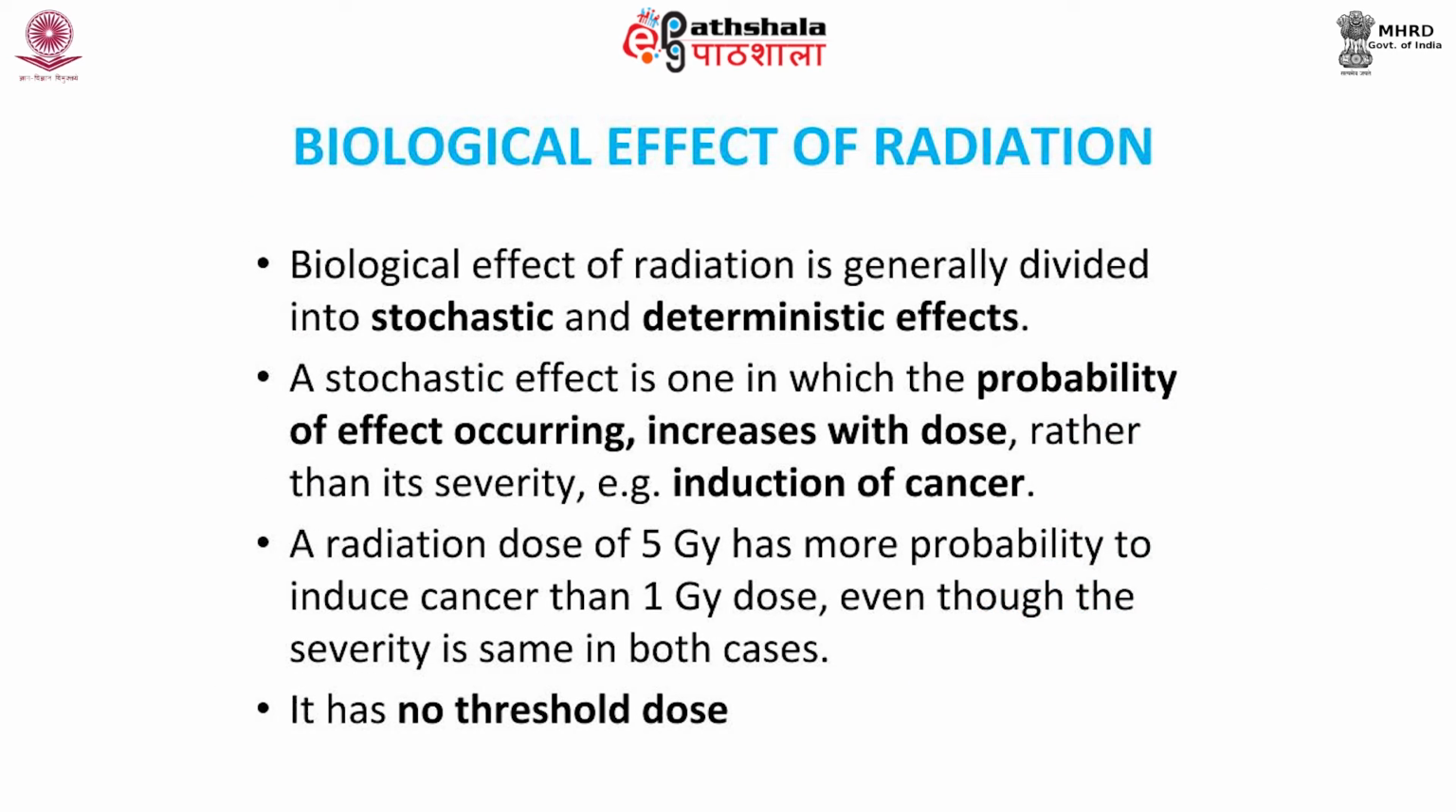Coming to the biological effect of radiation. Biological effects of radiation are generally divided into stochastic and deterministic effects. A stochastic effect is one in which the probability of the effect occurring increases with the dose rather than its severity. For example, induction of cancer is a stochastic effect. A radiation dose of 5 gray has more probability to induce cancer than 1 gray, even though the severity is the same in both cases.